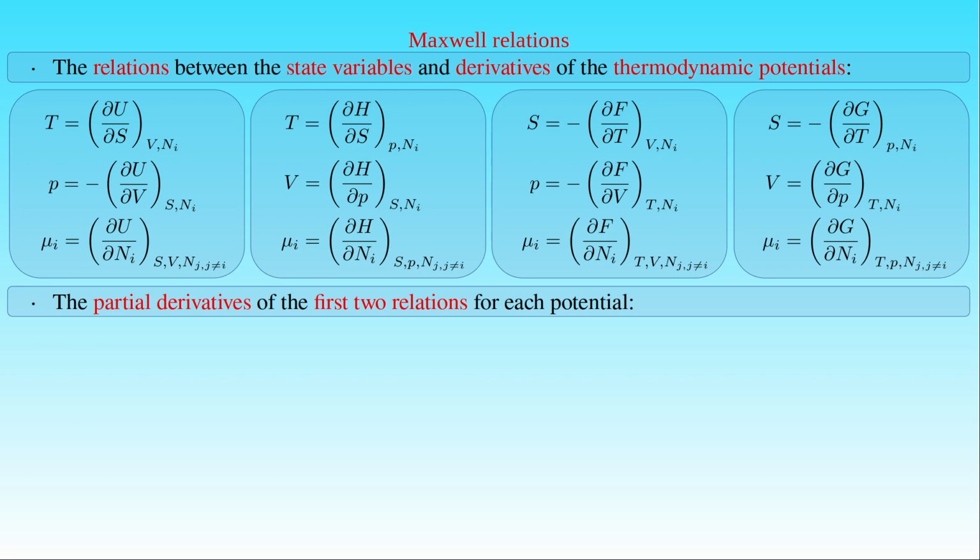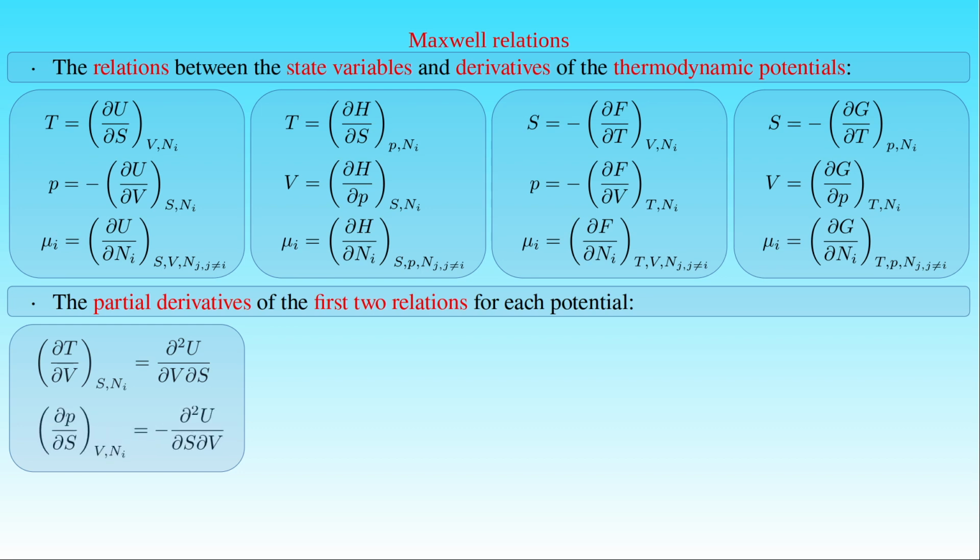For the first equation in the first group, we can write that the partial derivative of the temperature T with respect to the volume V at constant entropy S and the number of particles Ni is equal to the second order partial derivative of the internal energy U with respect to the volume V and the entropy S. For the second equation, we have the partial derivative of the pressure P with respect to the entropy S at constant volume V and the number of particles Ni, which is equal to minus the second order partial derivative of the internal energy U with respect to the entropy S and the volume V.